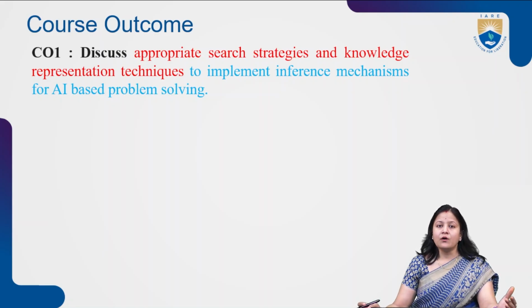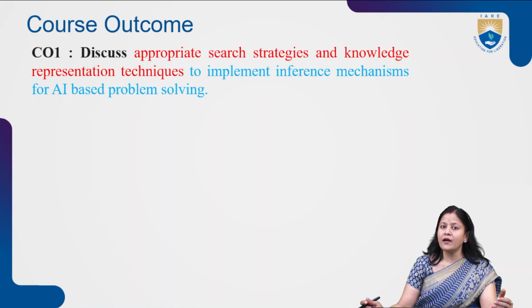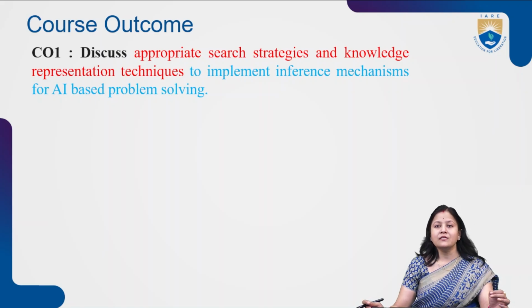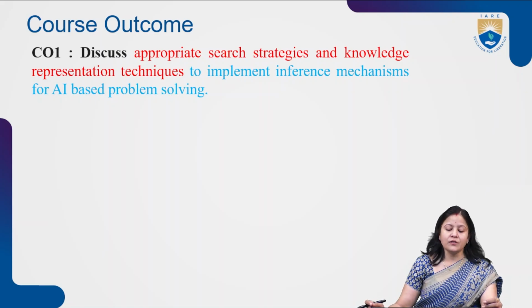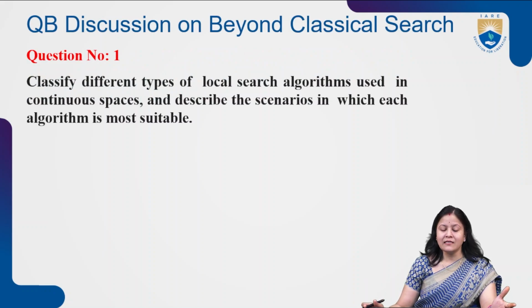So this is the course outcome which maps to the first module. After the completion of the complete course Applied Artificial Intelligence, the student can discuss the appropriate search strategies and knowledge representation techniques to implement inference mechanisms for AI-based problem solving. Okay, let me discuss Beyond Classical Search. This is the first question I want to discuss over here.